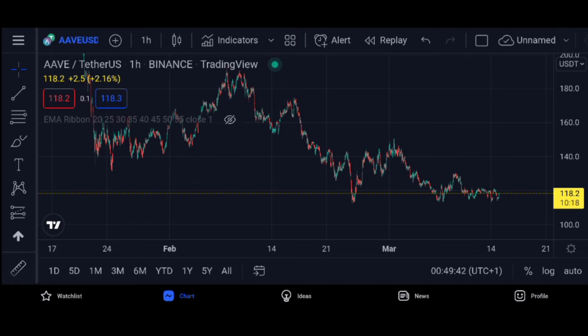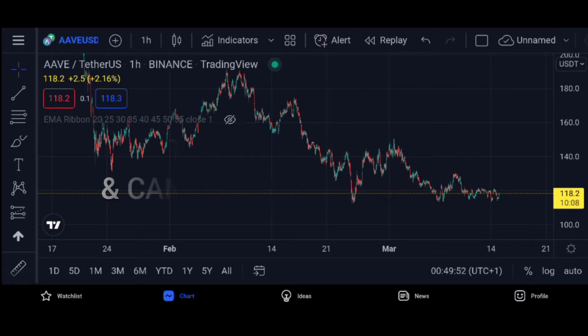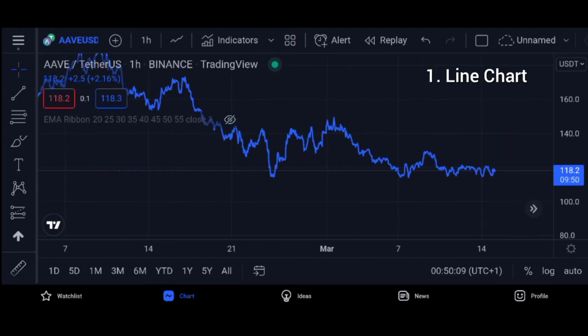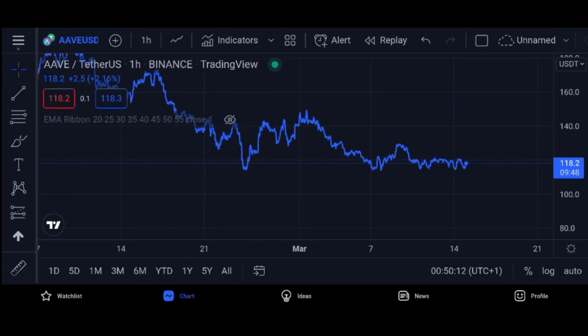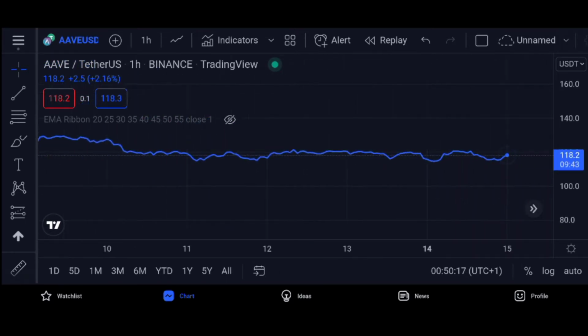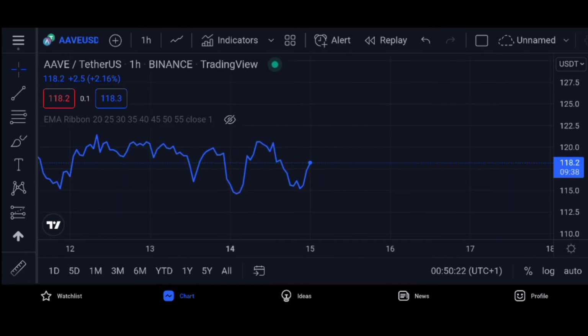And today, I'm going to be taking you through a quick one on types of charts and candlestick anatomy, right? There are three main types of chart I want to show you. First of all, I'd like to show you the line chart. Basically, in this line chart, price point is represented by a dot. As you can see just right here, there's a dot that represents the price point.